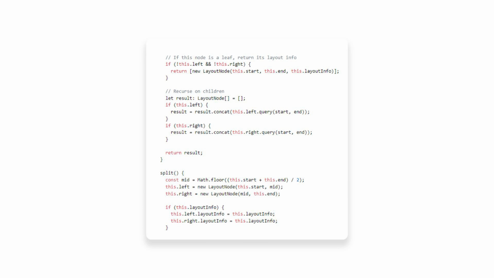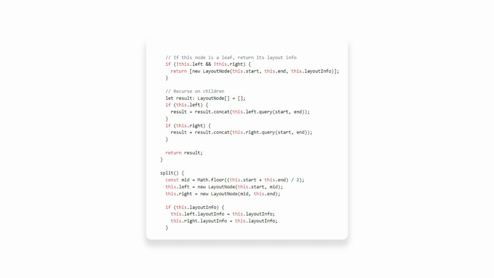1. Query method. If the node is a leaf, with no children, it returns an array containing a new layout node initialized with the current node's range and layout information. If the node has children, it initializes an empty result array and recursively queries both left and right children for layout nodes overlapping the specified range, start, end. The results from both children are concatenated to the result array. Finally, it returns the aggregated result array of layout nodes.